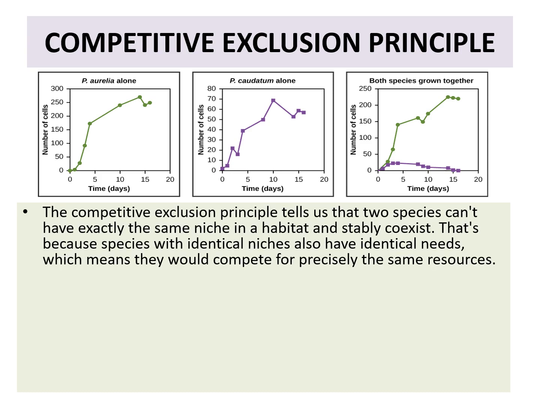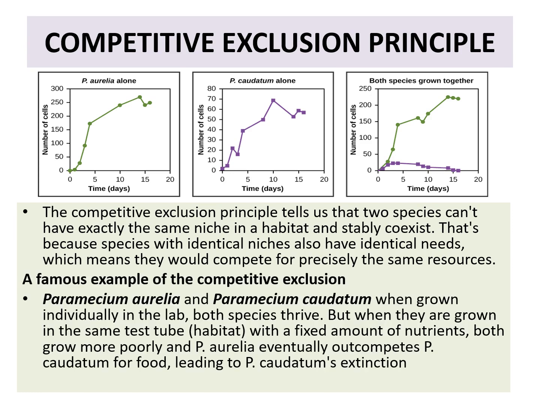The competitive exclusion principle tells us that two species cannot have exactly the same niche in a habitat and stably coexist. That is because species with identical niches also have identical needs, which means they would compete for precisely the same resource. So this is a very famous example of competitive exclusion, Paramecium aurelia and Paramecium caudatum.